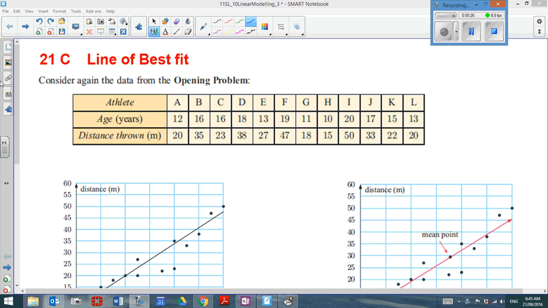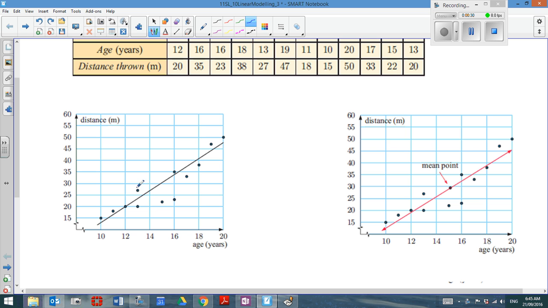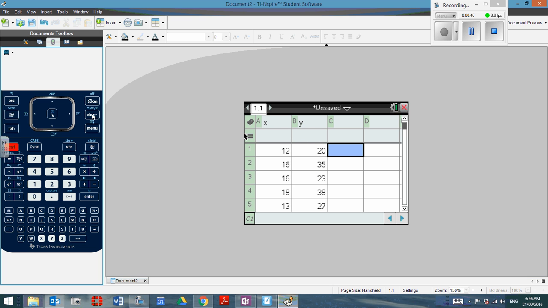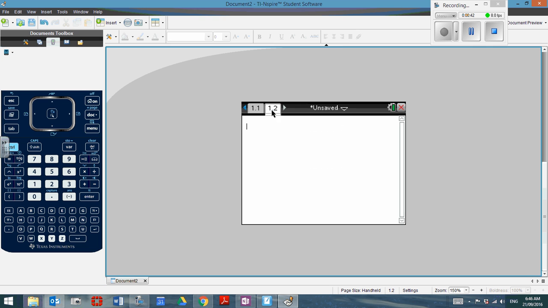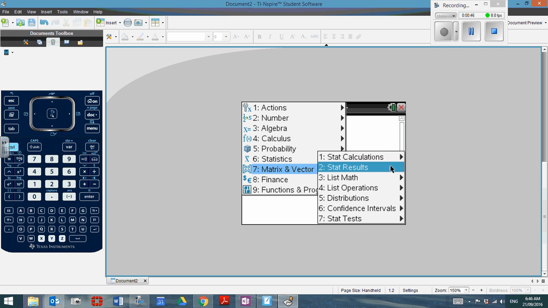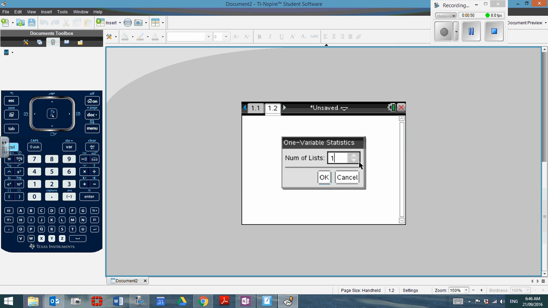And if we just wind up putting them on a scatter plot, we wind up getting the spread as it looks right here. I've also gone ahead and put all the data into our calculator, because what we'll want to do is open up a new page, calculator page, and run some statistics. Let's do our stat calculations, one variable, on the X and the Y.